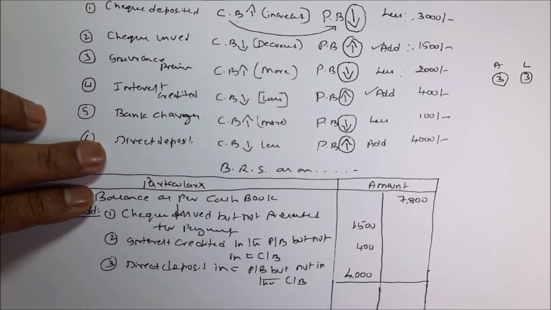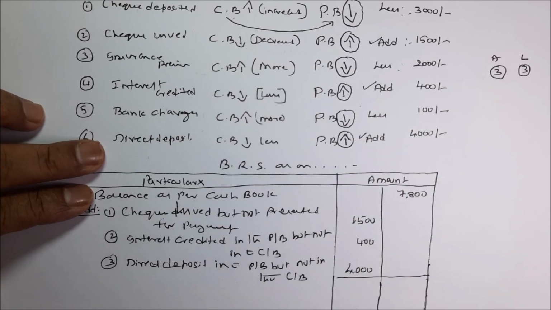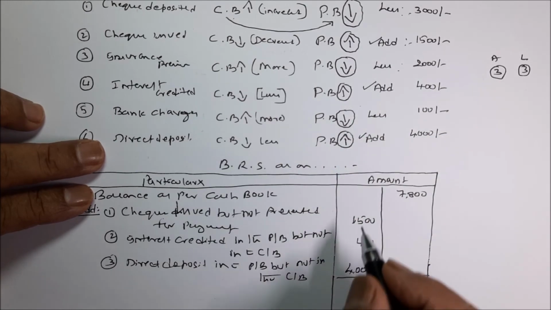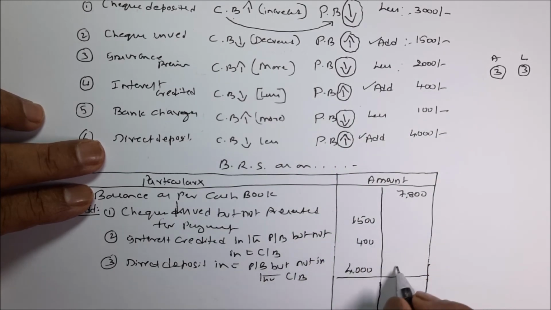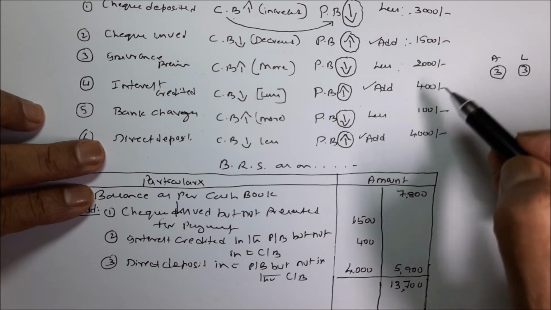Add. Now 3 items. Add 4,000, 5,000, 5,900. Right. Now add is over. Now we have 3 less. 1, 2, 3 less.